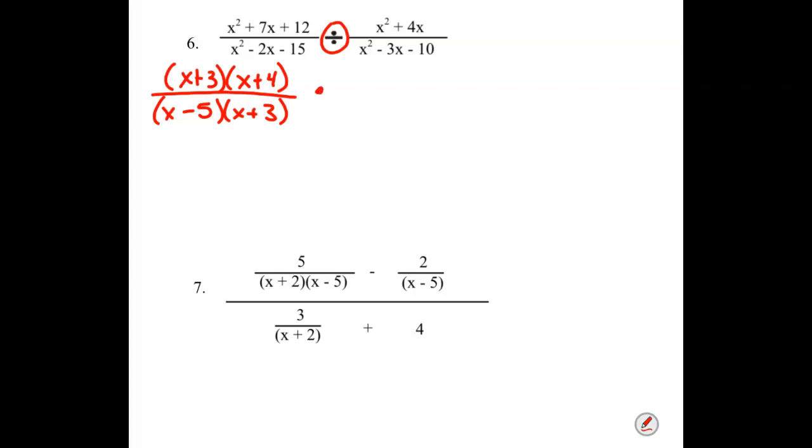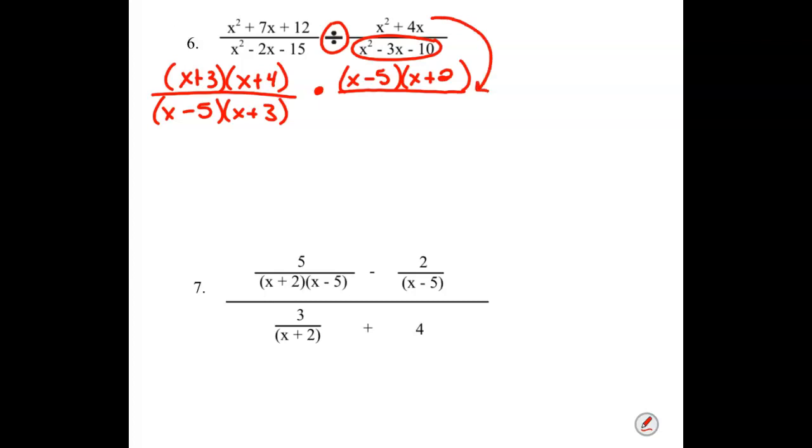I'm going to go ahead and flip this over as I factor it. So now I'm going to factor this, x squared minus 3x minus 10. We look for two numbers that multiply to be negative 10 and add up to negative 3. So we'd have negative 5 and positive 2. This now is going to turn into our denominator.